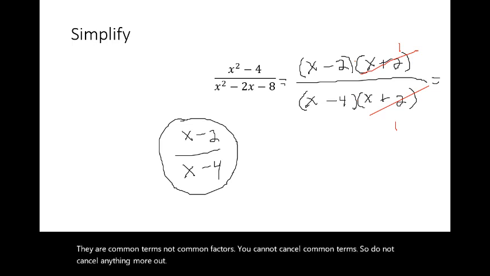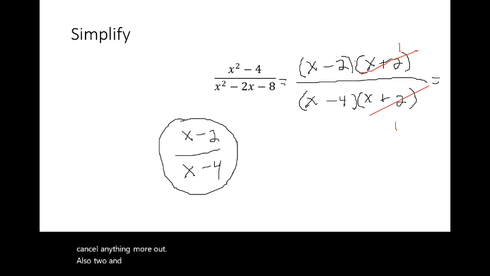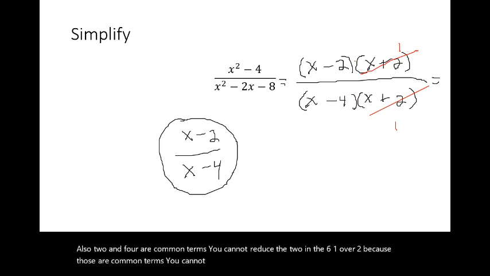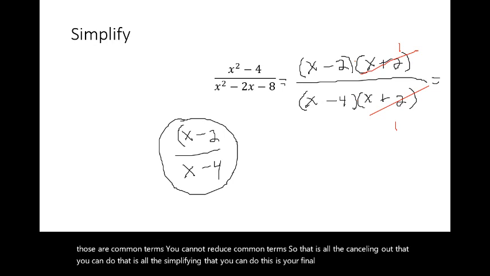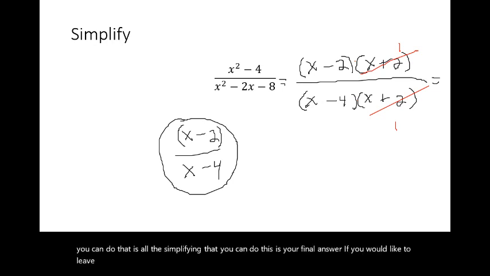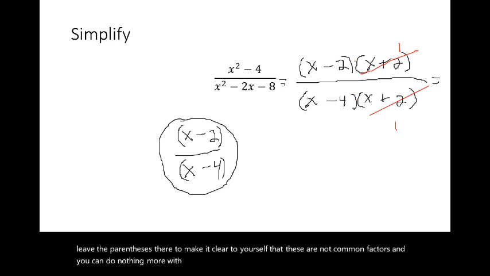Also, 2 and 4 are common terms. You cannot reduce the 2 and the 4 to 1 over 2 because those are common terms. You cannot reduce common terms. So that is all the canceling out that you can do. That is all the simplifying that you can do. This is your final answer. If you would like to leave the parentheses there to make it clear to yourself that these are not common factors and you can do nothing more with this, please feel free to leave the parentheses there.